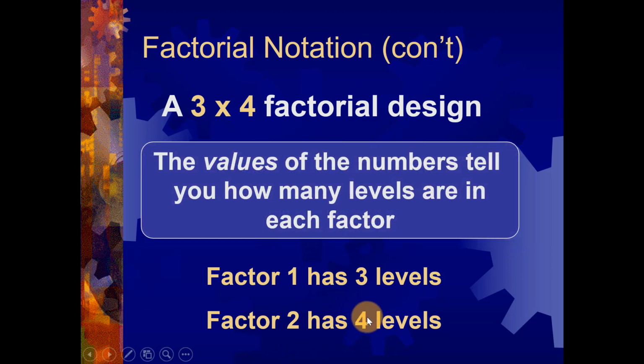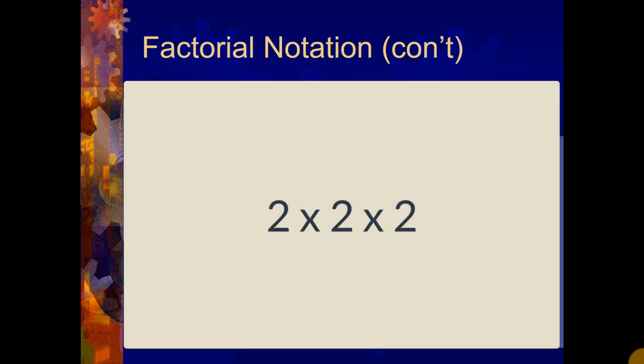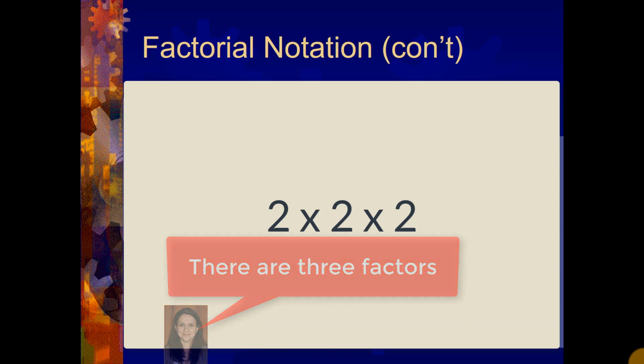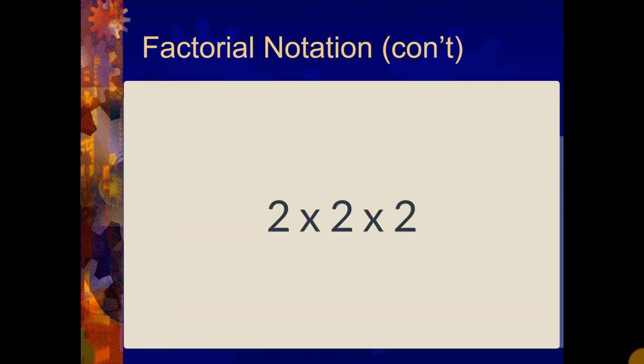Now, what if you saw something like a 2 by 2 by 2? Okay. So we have 3 numbers, right? A 2 by 2 by 2, that means that there are 3 numbers. The first factor has 2 levels, the second factor has 2 levels, and the third factor has 2 levels.